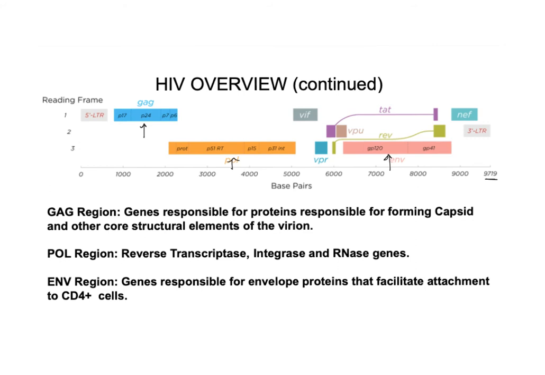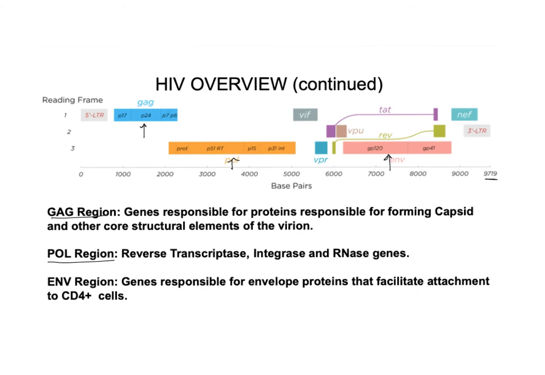And these different sections correspond to, for example, the GAG region, which stores the information needed to produce proteins for making that capsid, that structure in the interior of the virus, and other core structural elements of the virion, the new HIV virions. The POL region encodes enzymes called reverse transcriptase and integrase, and some other enzymes like RNase, that are needed both for producing new virions, but also in the infection process.